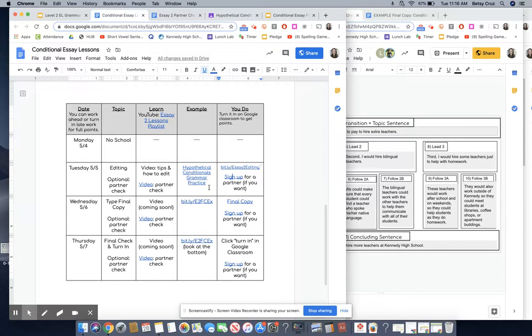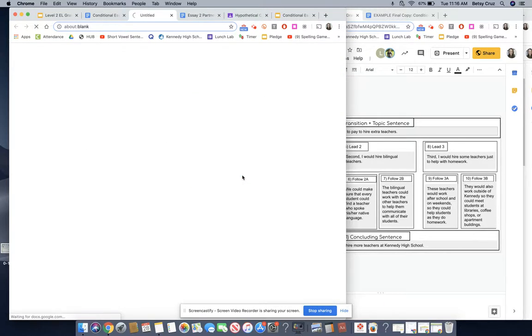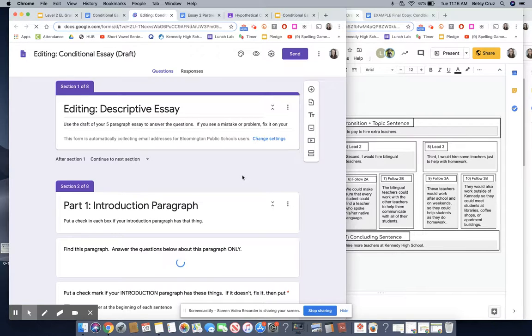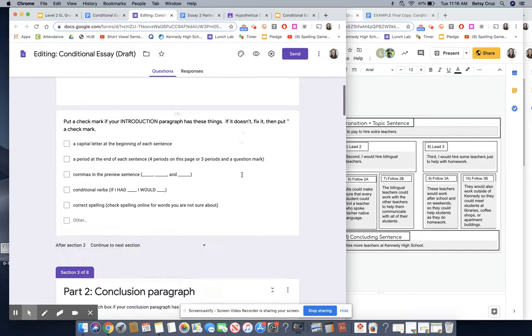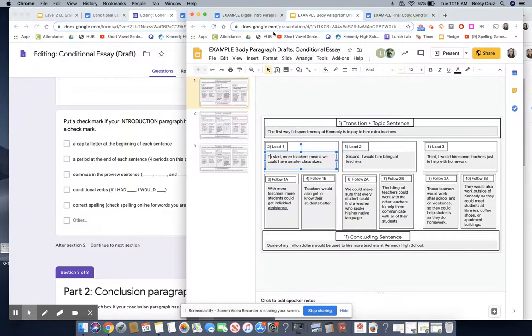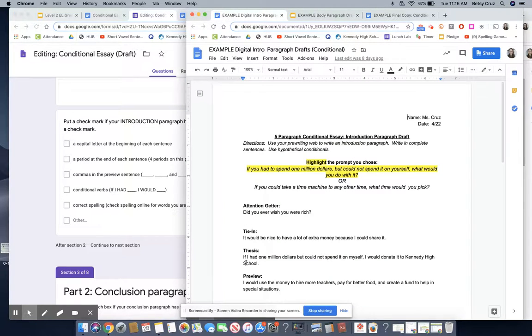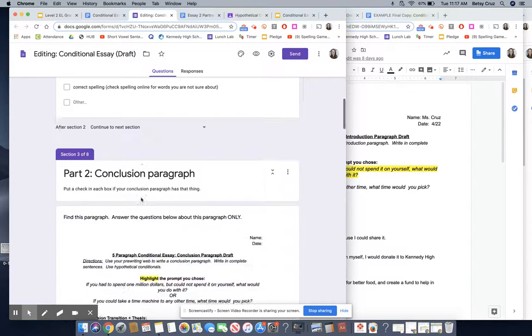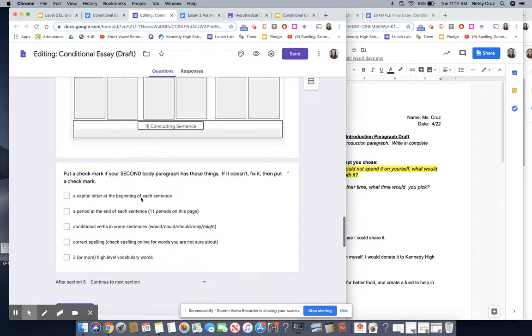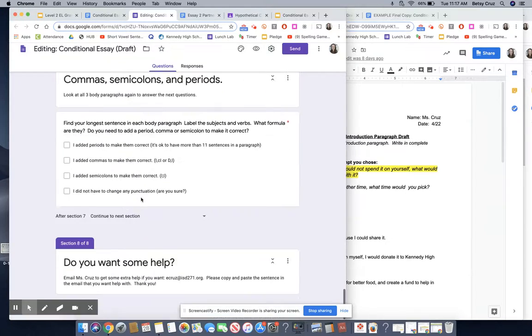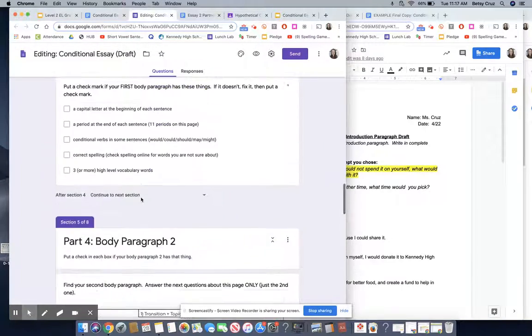All right, then for editing, the main work here is this Google form where it asks you to look at your own work and then just check mark if you have these things. Like, do you have a capital letter? So you would have to go and look at it, make sure you didn't forget a capital letter, things like that. It's very, very valuable to go through each step here, because if you actually do check all of these things, I can pretty much promise you're going to have a better essay.